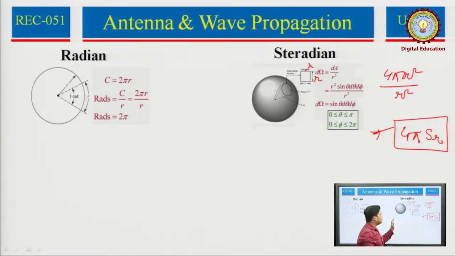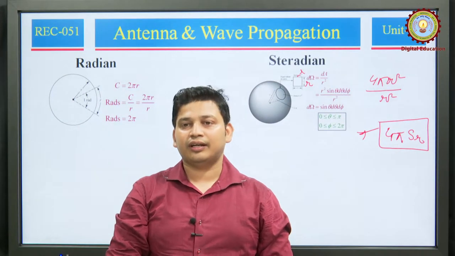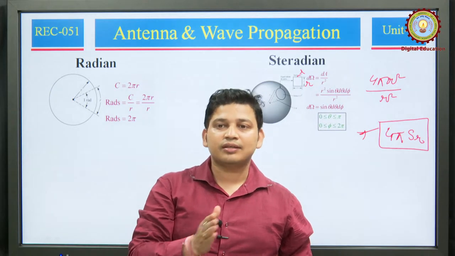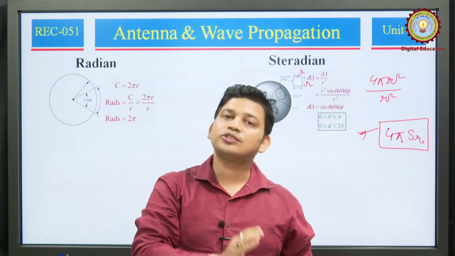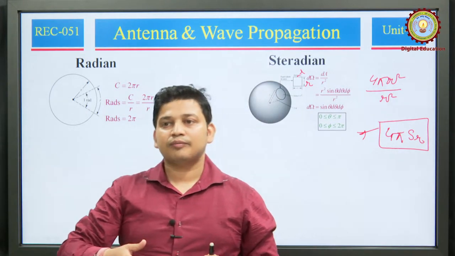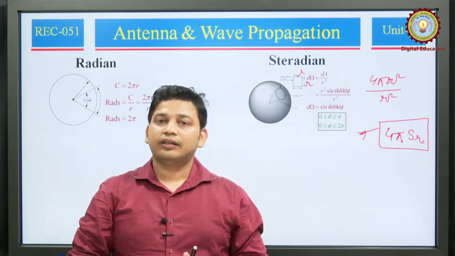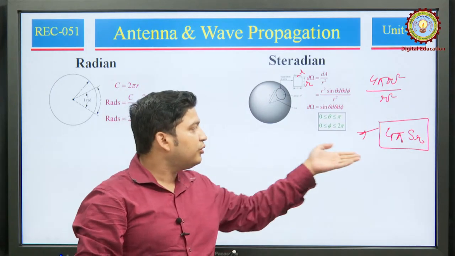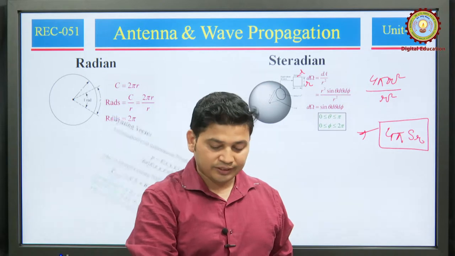So, remember this too. Later on we will discuss what is written over here, which is nothing but solid angle or beam area, in the next slide. So, this is the concept of radian as well as steradian. Again, radian is a measure of plane angle, and the maximum value of radian in a circle is 2 pi, whereas solid angle is measured in steradian, and its maximum value in a sphere is 4 pi. Moving to the next slide.